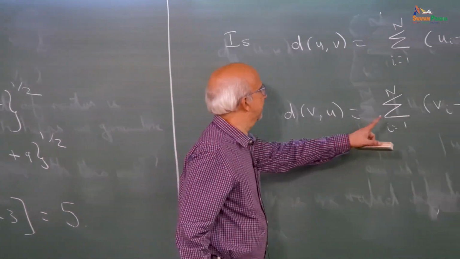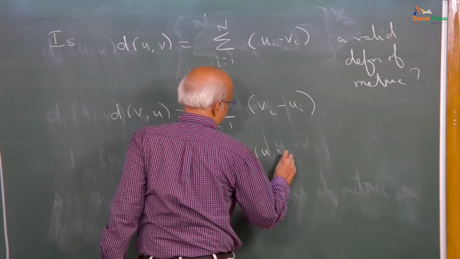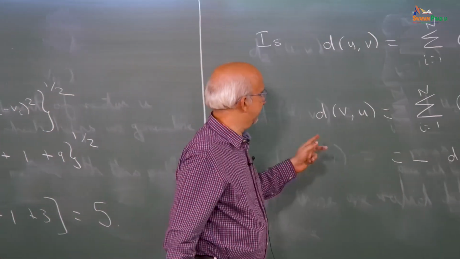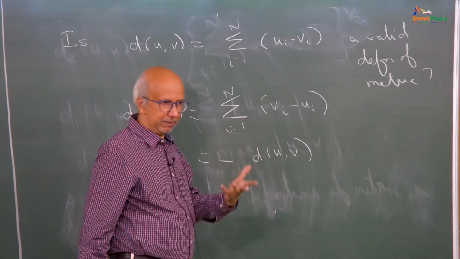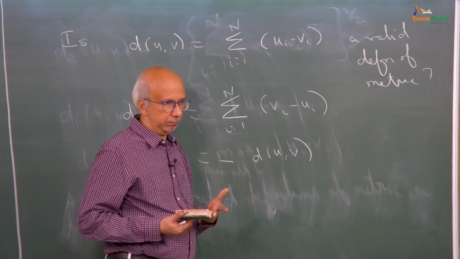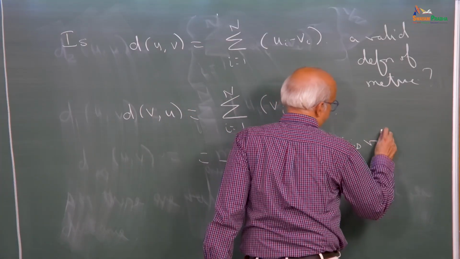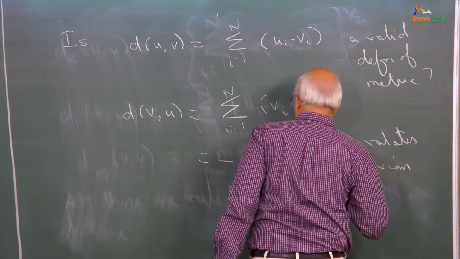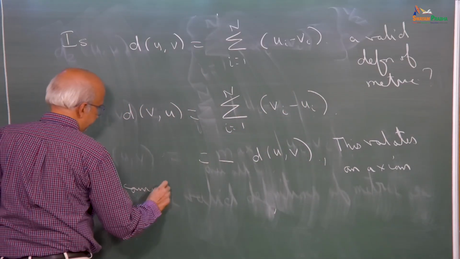Now, clearly this is the negative of this. So, what I am saying is d of v comma u is the negative of d of u comma v, but what we said is the axiom which has to be satisfied is d of v comma u must be equal to d of u comma v. So, this violates an axiom, and so we cannot use this.